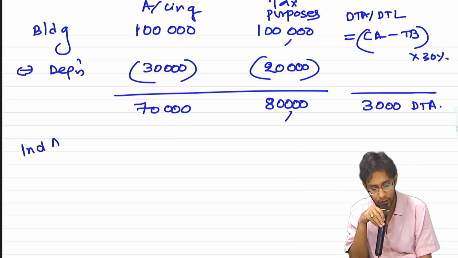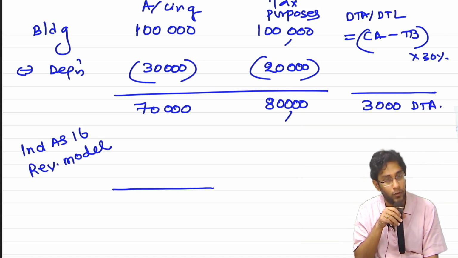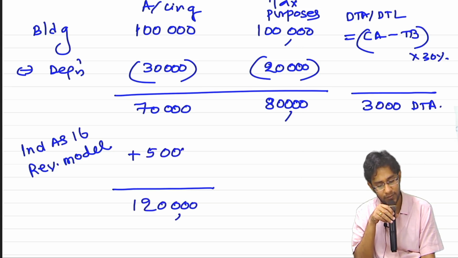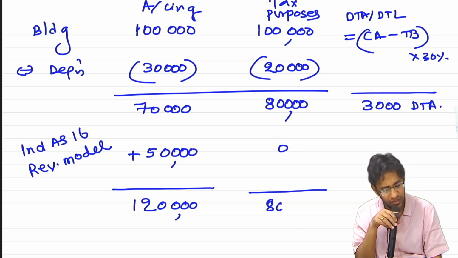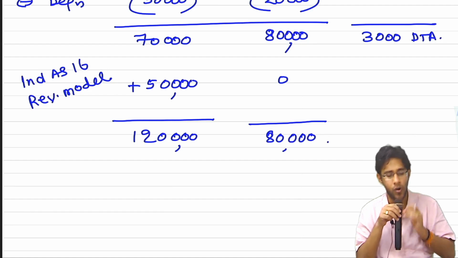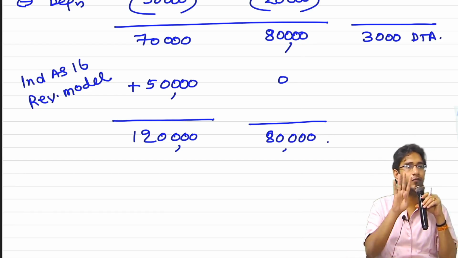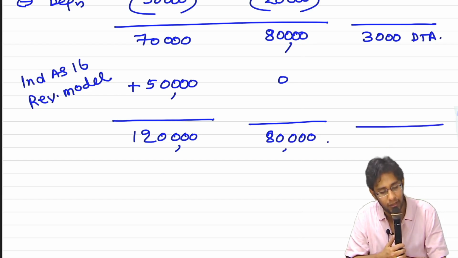He applied the Ind AS 16 revaluation model and he fair valued the asset. He fair valued this to 1,20,000. He updated this by 50,000. This fellow, poor fellow, did not do anything. It's still 80,000. Tell me, what is the answer now? 1,20,000 minus 80,000, positive 40,000. 40,000 into 30%, 12,000. Ultimately, in your balance sheet, you should have only 12,000 DTL.